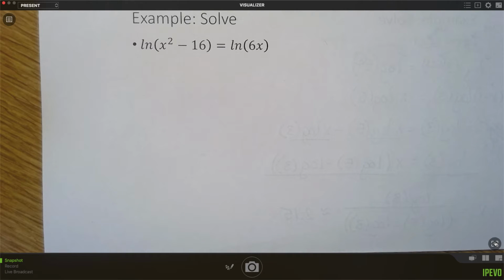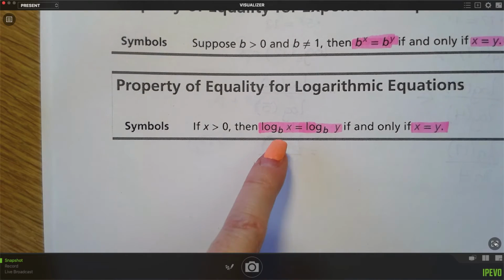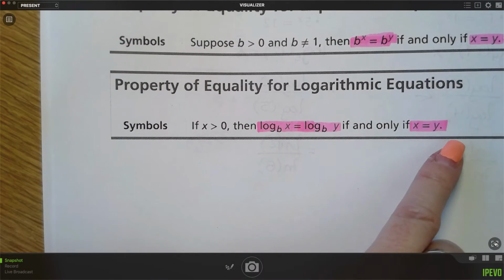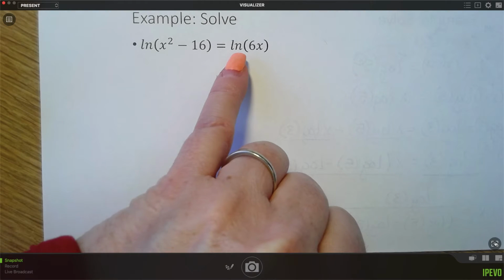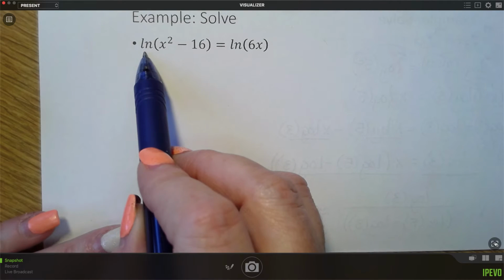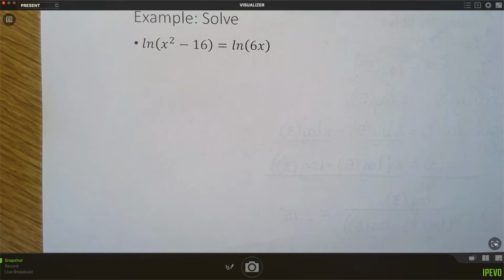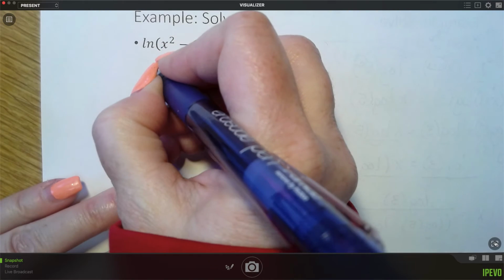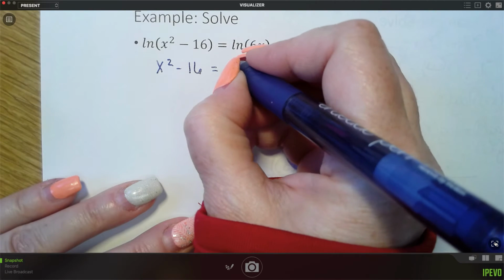Wait. What do you notice? There's a negative in the parentheses. What are the bases? It's already set up. What's it say? ln(x squared minus 16) equals ln(6x). It's the equality property, right? What's my base on both of these? Base e on both, yes? So if the bases are equal, the arguments are equal. So x squared minus 16 equals 6x.